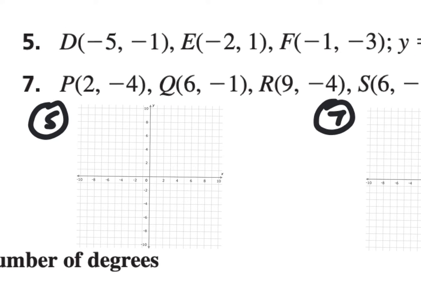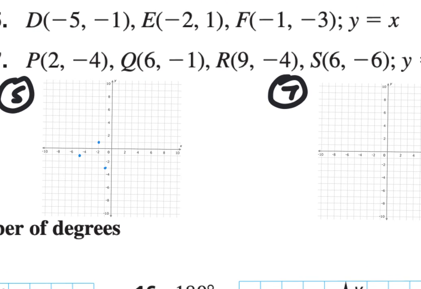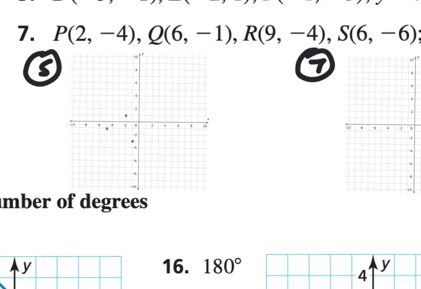Five, negative 1, negative 2, 1, negative 1, negative 3. Oops, went the wrong way, sorry. Negative 3. And it's the y equals x line. Yes. So y equals x is through your origin.